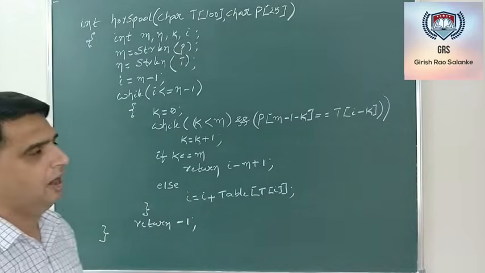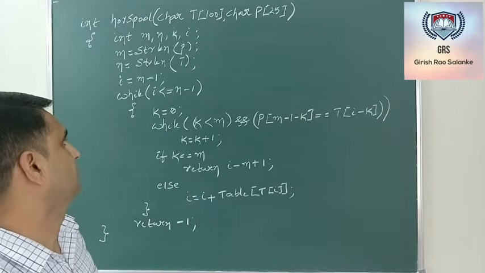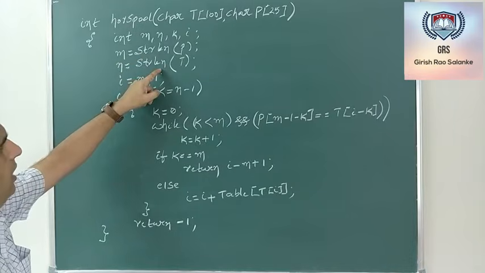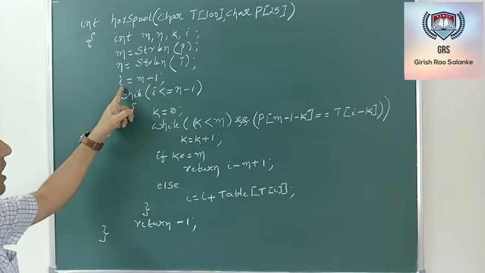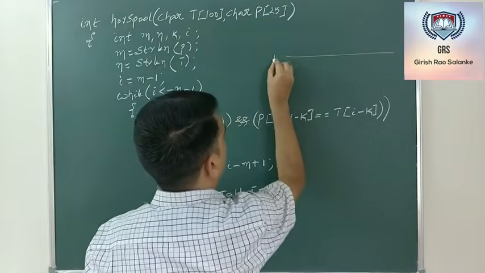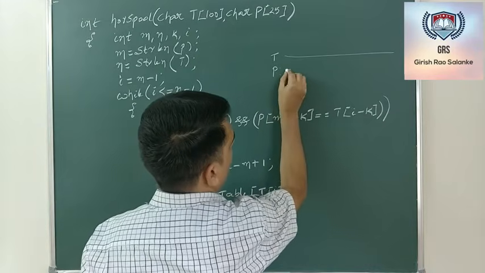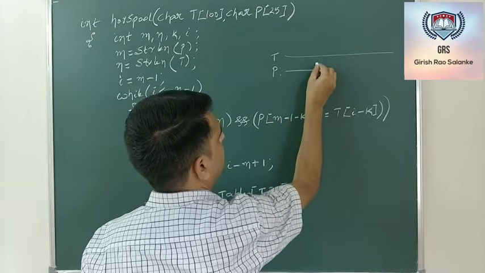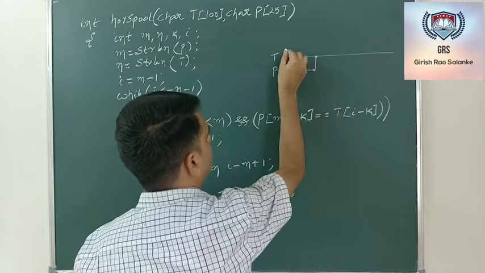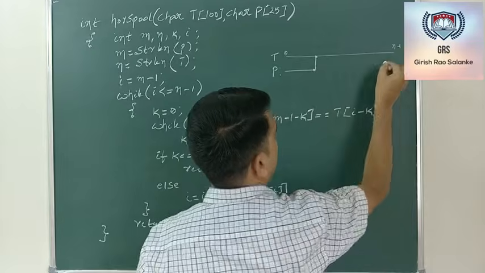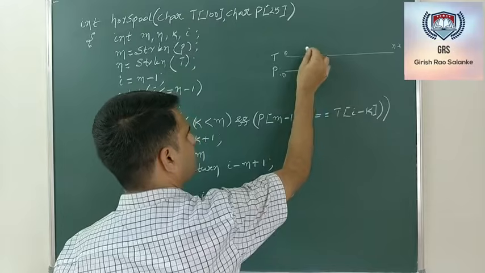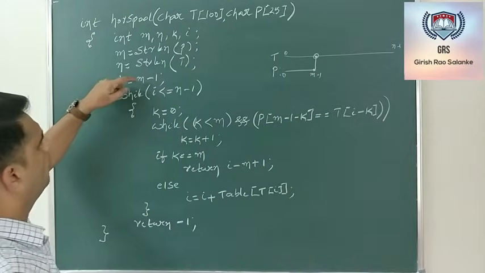So this was about the Horspool string matching function. I repeat, m is the length of the pattern, n is the length of the text. Initially I have initialized i is equal to m minus 1. If this is my text and this is my pattern, these are the m characters of the pattern. I need to compare the last character of the pattern with the last character of the text. Now the text is indexed from 0 to n minus 1 and the pattern 0 to m minus 1. So the m minus 1 character of the text should be compared initially. Hence i is equal to m minus 1.